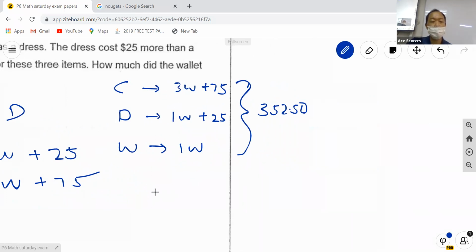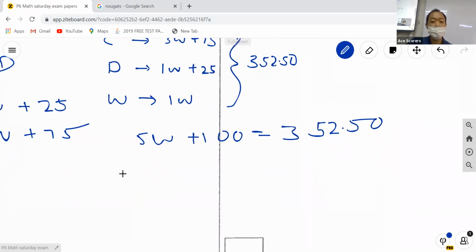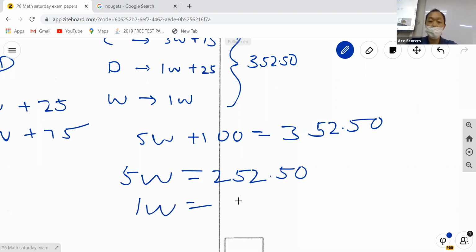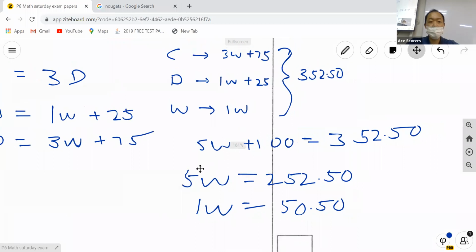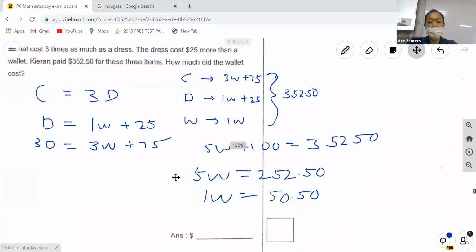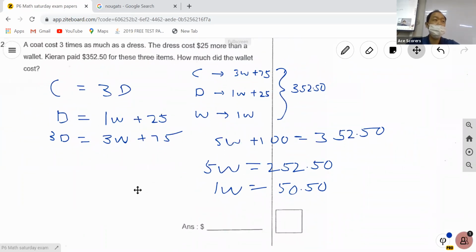So I want to find how many W's are there? 5 W's plus 100 is equal to 352.50. Alright, so what is 5W? 252.50. So 1W is just divided by 5 again: 50.50. So the answer is $50.50.